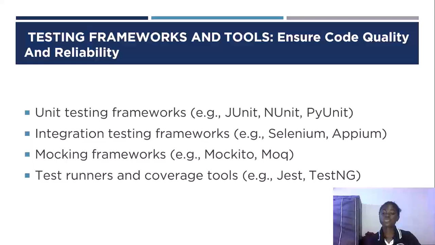Then we have testing frameworks and tools. Testing frameworks and tools ensure code quality and reliability. Here are some types of testing frameworks. One is unit testing frameworks. The unit testing frameworks are a set of tools that help developers to write, run, and manage unit tests for their codes. And examples are JUnit, NUnit, and PyUnit.